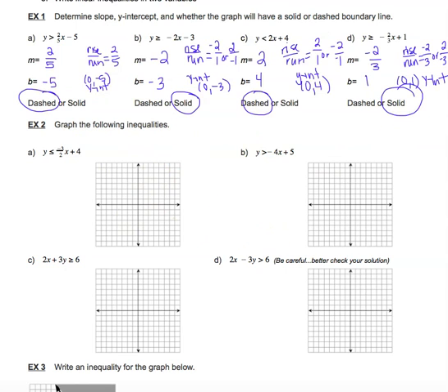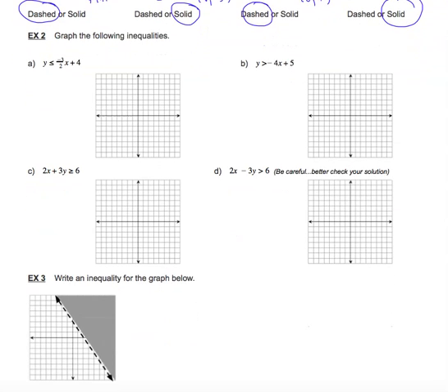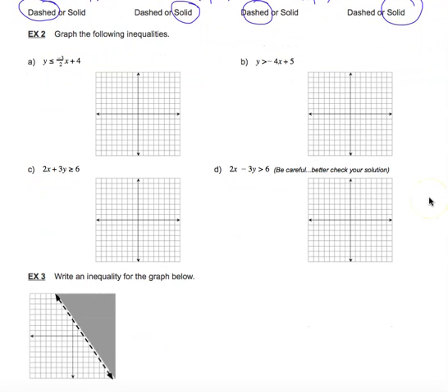Okay, so example 1 is our warm-up. Example 2, we're hitting back where we were at the end of 16.1, and we're actually going to graph the whole thing. So remember, and I'm going to write down the steps right up here. Step 1 is to plot the points for the boundary line.